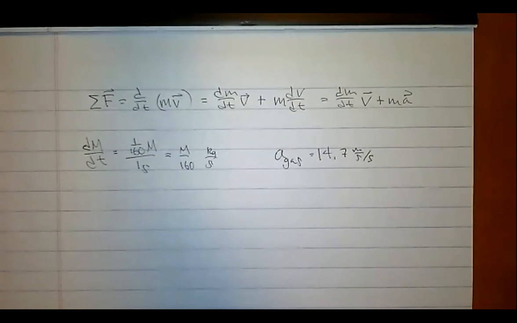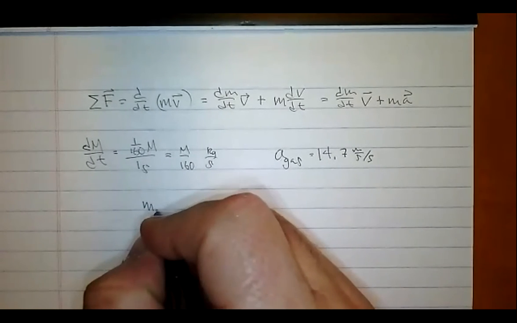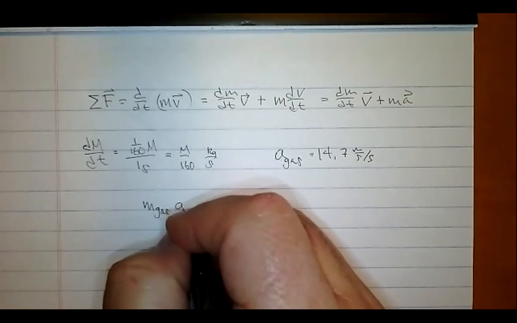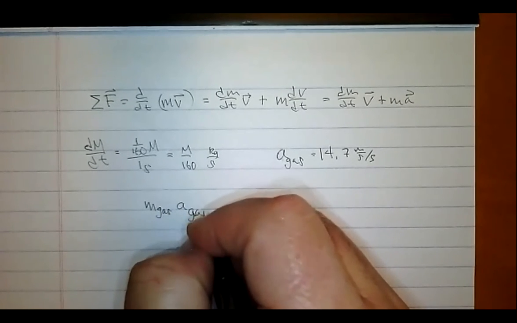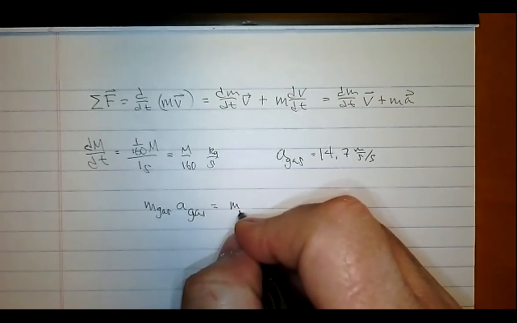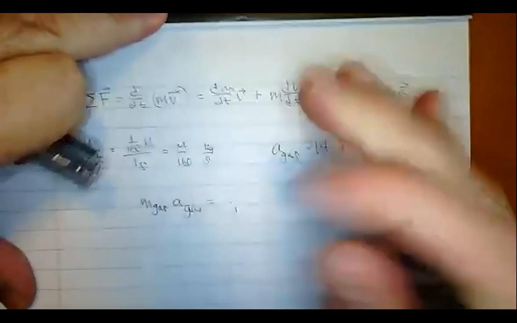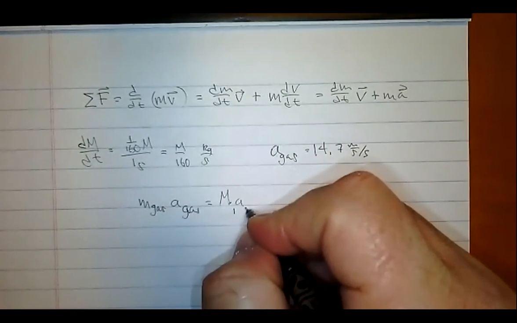So basically what's going to happen is you've got the mass of the gas times its acceleration of the gas is got to equal the mass of the rocket, which I'll just call big M, times the acceleration of the rocket.